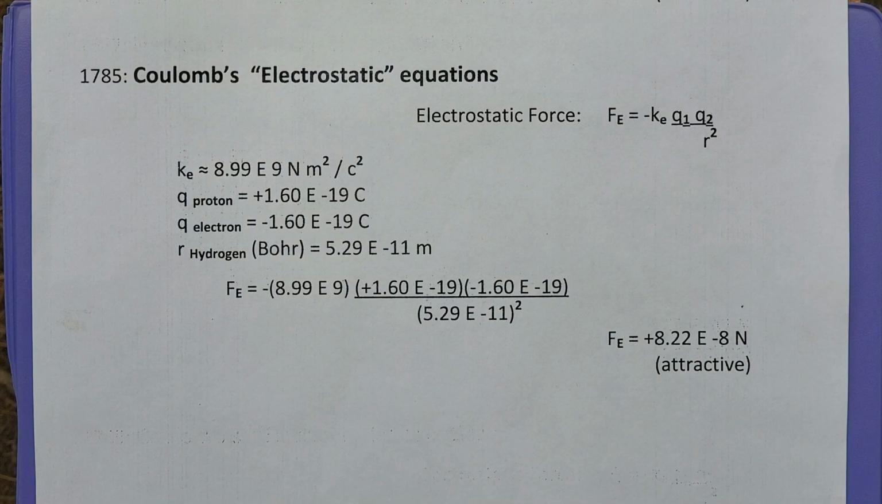In 1787, Charles Augustin de Coulomb developed the equations for electrostatic force, which is similar to Newton's equations. Again, if we substitute in accepted values, we end up with a force of charge of 8.22 times 10 to the power of minus 8 newtons attractive between the proton and the electron.